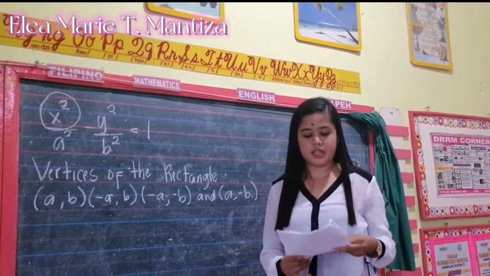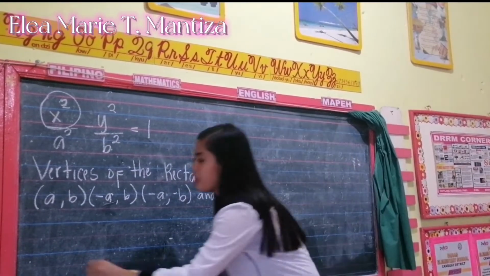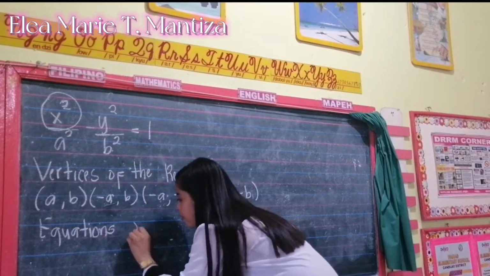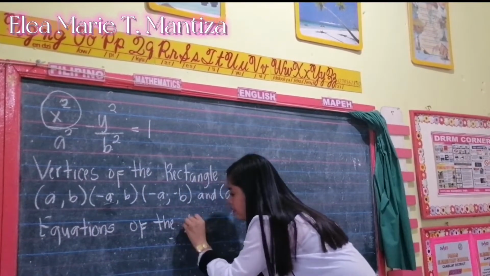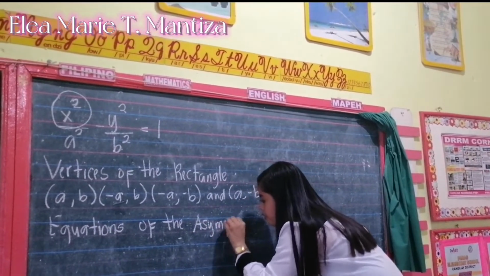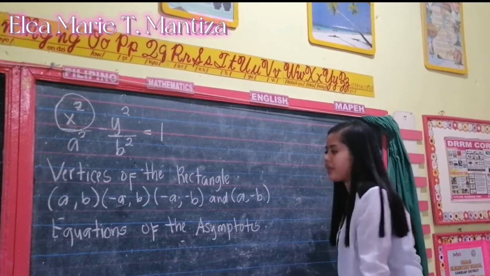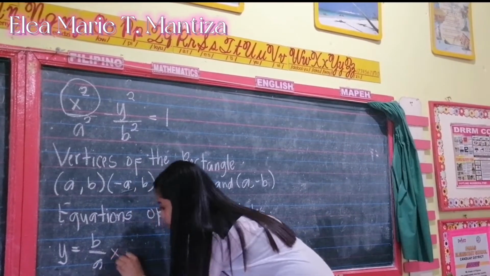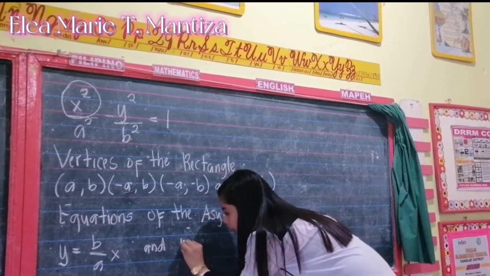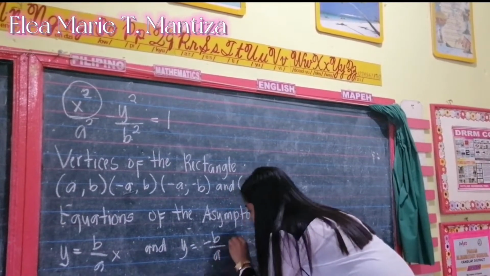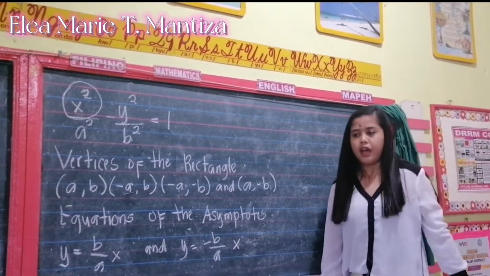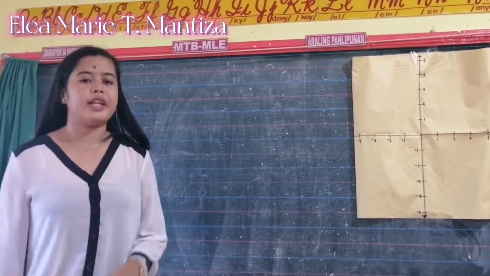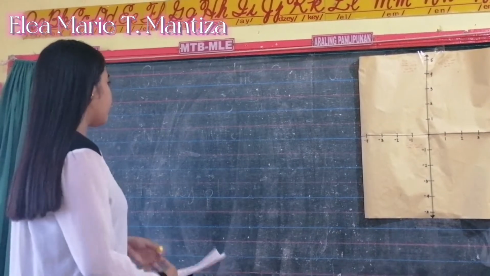So next, we will proceed to the equations of the asymptotes. And this will be the equation: y equals b over a x, and y equals negative b over a x. And next, we will proceed to the example. The first example is centered at the origin. This will be the given.